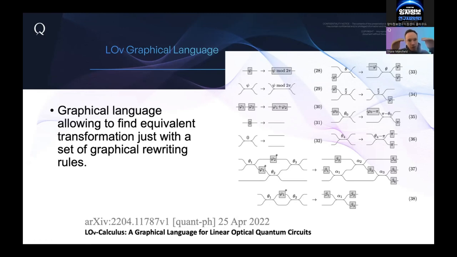This converges strongly to a normalized form of the linear optical circuits. So no matter what pattern I choose first, or which order I choose to make my simplifications, if I keep applying rules as long as they're available to me, I'm going to end up with a simple normalized form. So it's always going to find the simplest form of circuit.